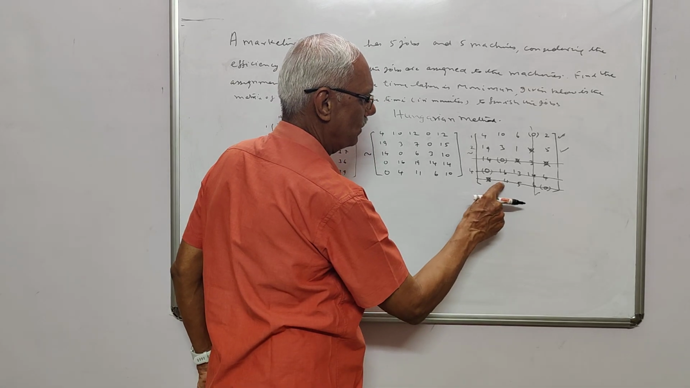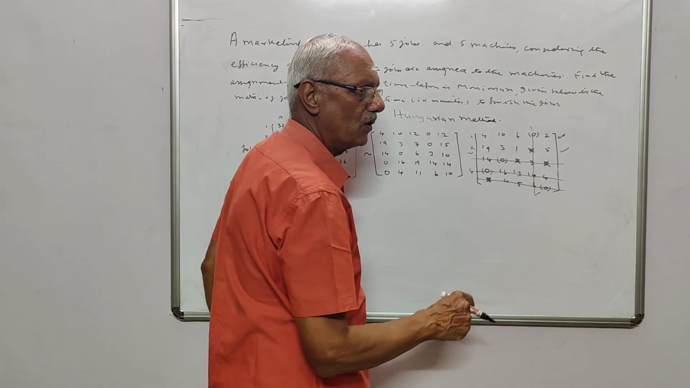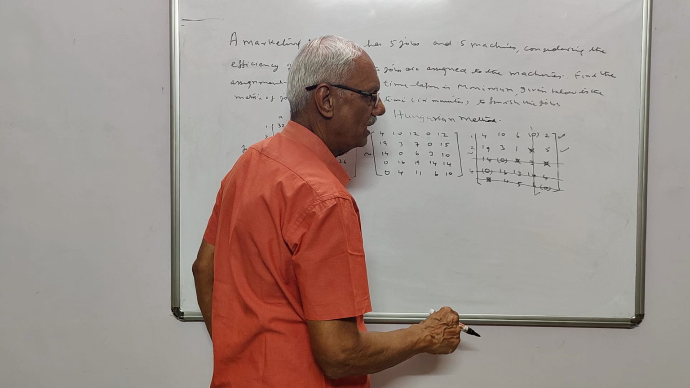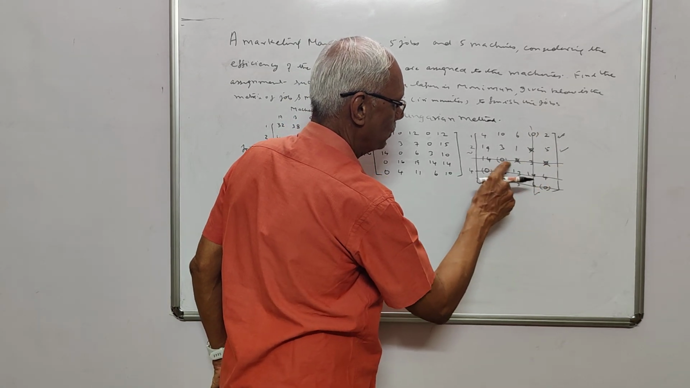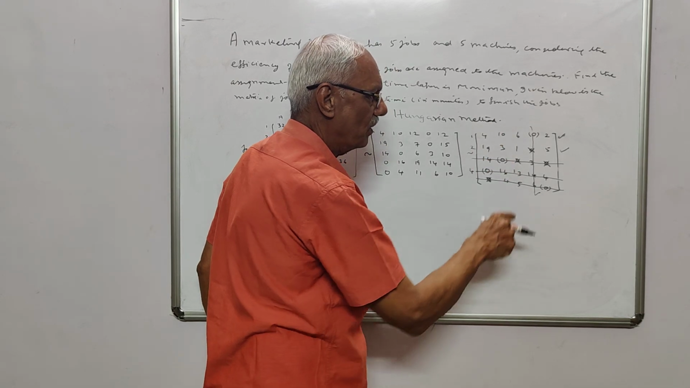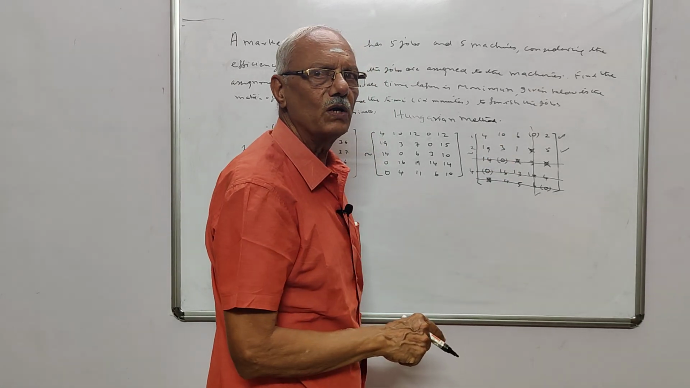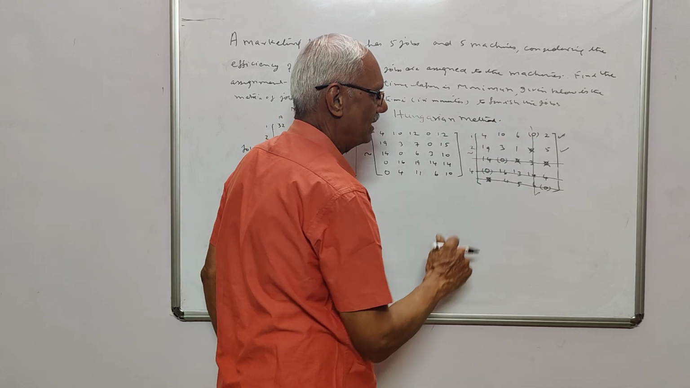So how many lines are there? 1, 2, 3, 4. There are 4 lines marked, and how many assignments are there? 1, 2, 3, 4. So the number of lines you draw must be equal to the number of assignments. So you draw like this.